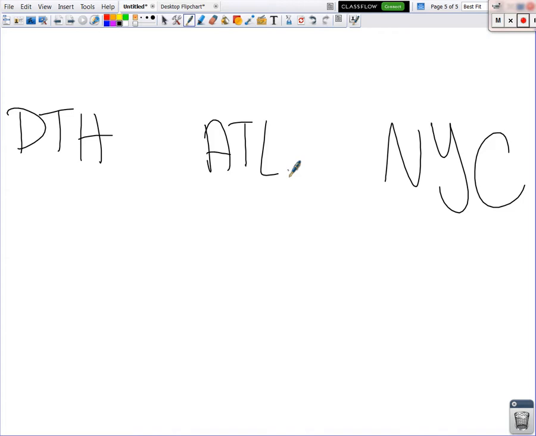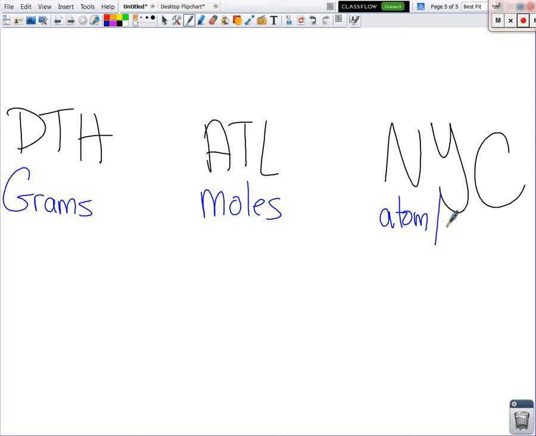So in this concept, what I related Dothan to is grams. Okay? And it's arbitrary. I just kind of made it up to apply it to something. All right, in Atlanta, I made my moles, and then in New York City, I referred to it as atoms and molecules. Now, I need to pause and focus on that part of it for just a second. Is there a difference between an atom and a molecule?